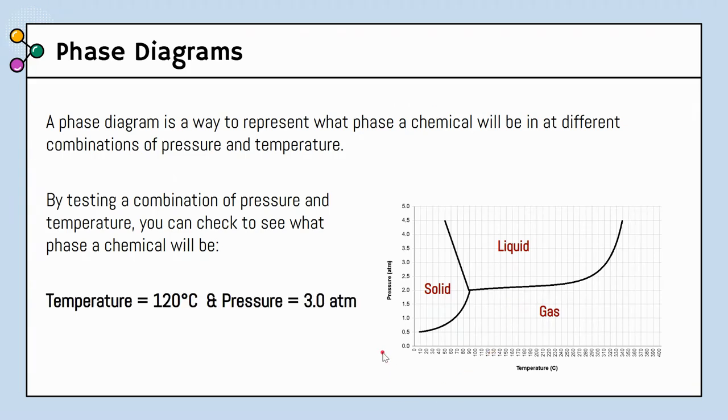So for instance, if we want to find out what phase a material will be, one example is over here on the left. We'll see the temperature says 120 degrees Celsius and the pressure is 3 atmospheres. To figure out what phase this is in, we'll go over to 120 on the temperature side, up to 3 atmospheres on the atmosphere side, and where these two lines intersect is right here. So we can see this would be in the liquid phase of the diagram.